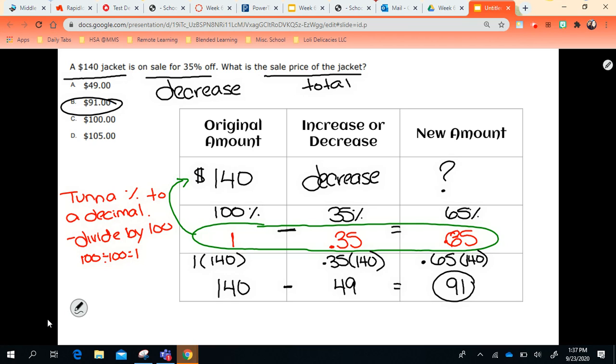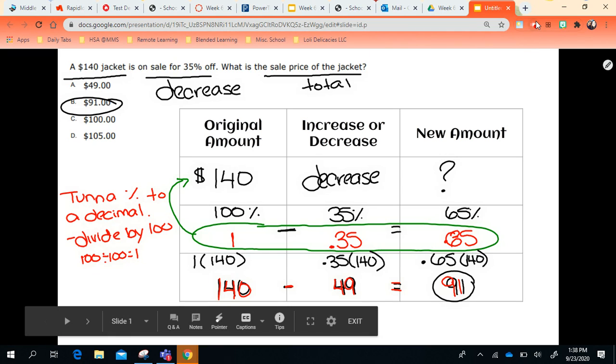So if you want to go back in and check your answer, if you take 140 minus 49, it should still give you 91 as your answer. So that's a good way to go in and check your work. So that is how we do one-step percent increase and decrease problems.